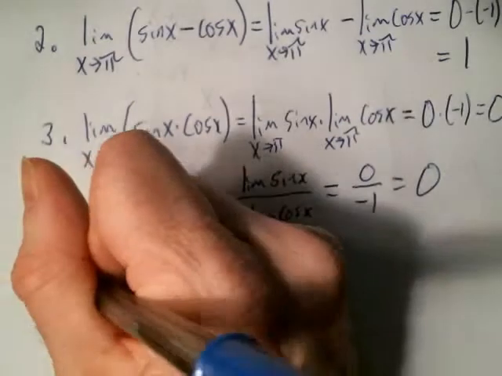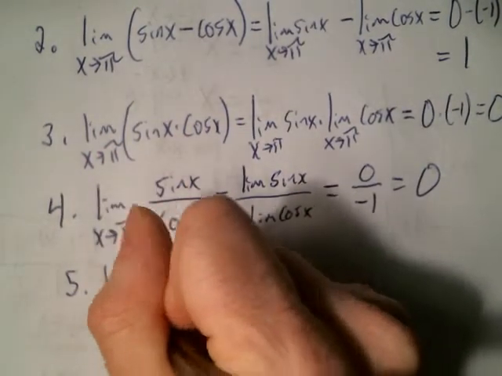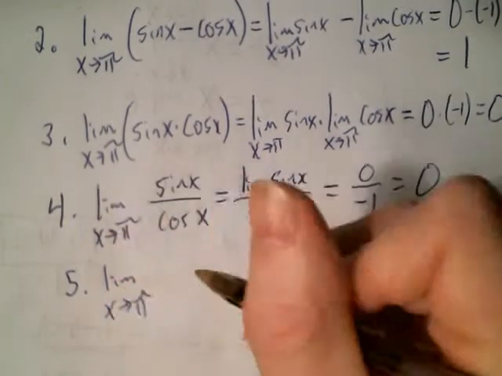Anyways, let's look at number 5, where again we have these exponents, and you can kind of move the limit inside the exponent.